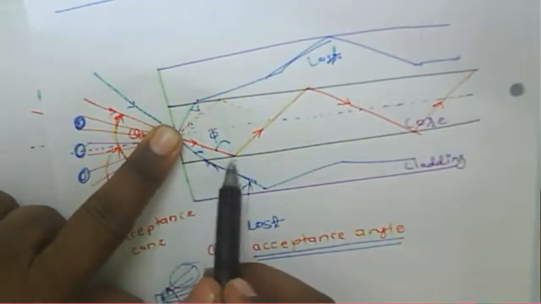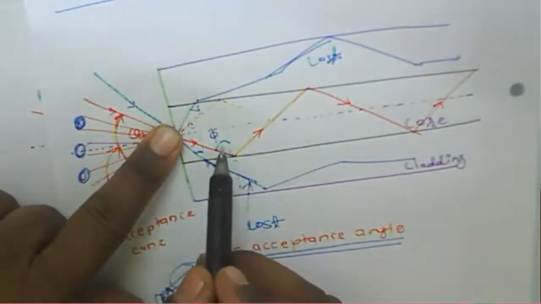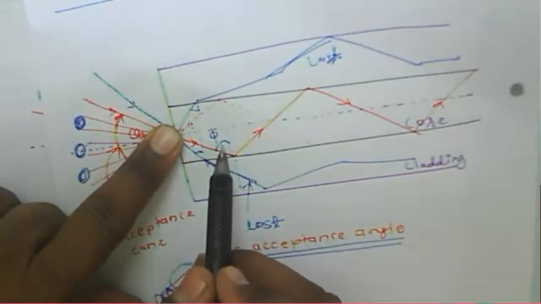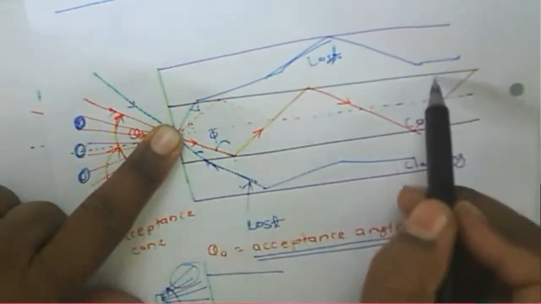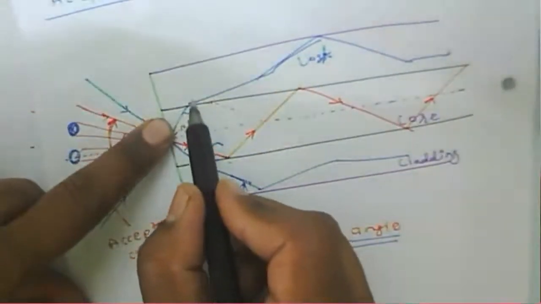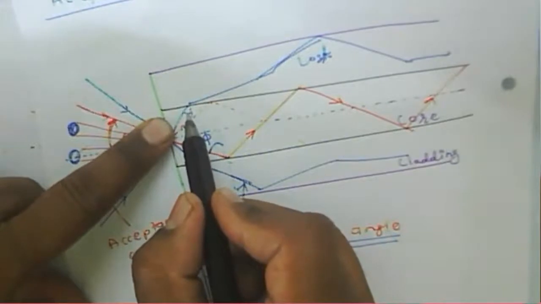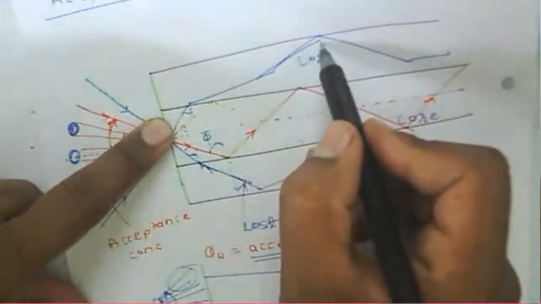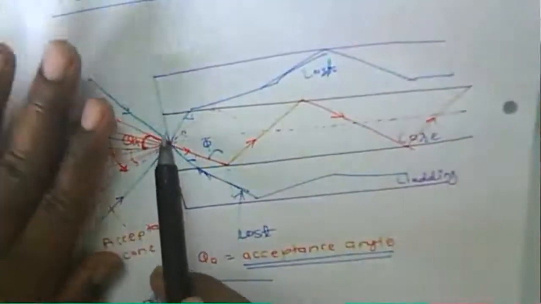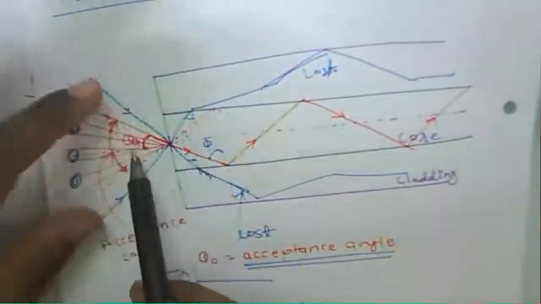Okay. Now here what we have learned: whatever light is incident here, when it reaches here, it will make an angle greater than the critical angle, and then it will be reflected. But some of the light is not making an angle greater than the critical angle, so it will be lost.